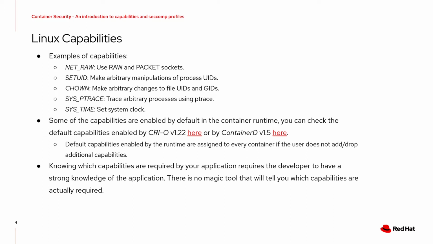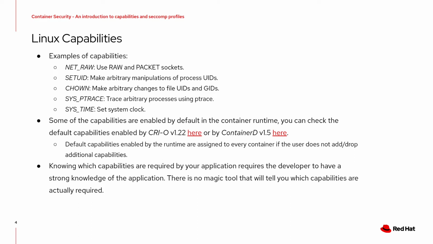Some examples of capabilities. We have, for example, net raw, which will allow the process to use RAW and packet sockets. Then we have, for example, chown, which will allow the process to make arbitrary changes to file UIDs and GIDs. And there are a lot more capabilities, around 30 if I recall correctly. But anyway, at the end of the slides, there is a link where you can check the whole list of capabilities present in the Linux kernel as of today.